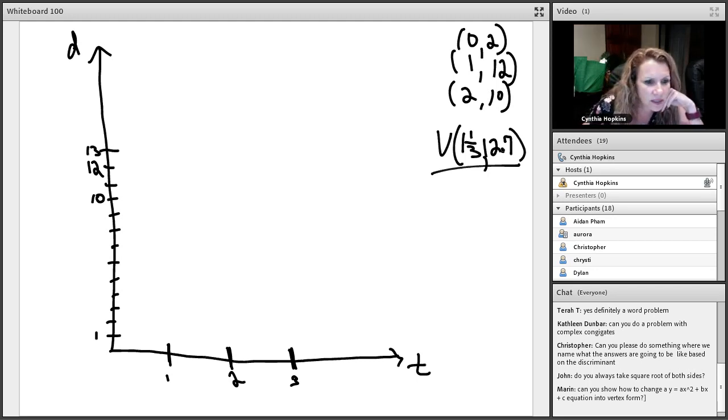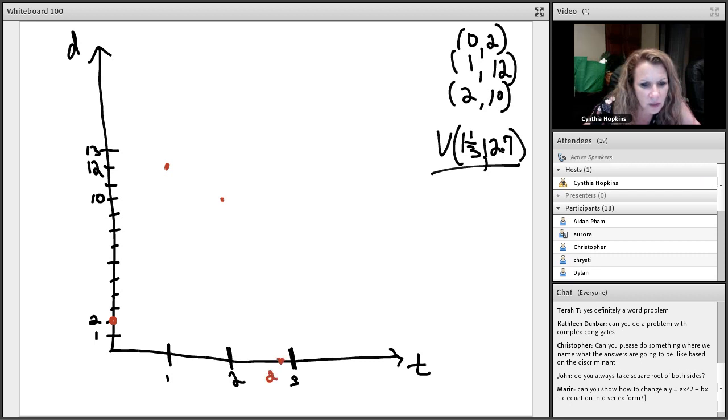All right, remember they said when he threw the football, it started at 2 meters. Let me do this in red so it shows up a little bit better. So there's my y-intercept, okay? Then I have the point 1, 12. So I plot that. Okay, 1, 12. Okay, let's go ahead and plot 2, 10. And then don't forget that we know that our ball was in the air for 2.8 seconds approximately.